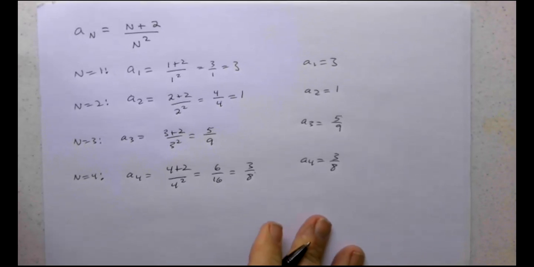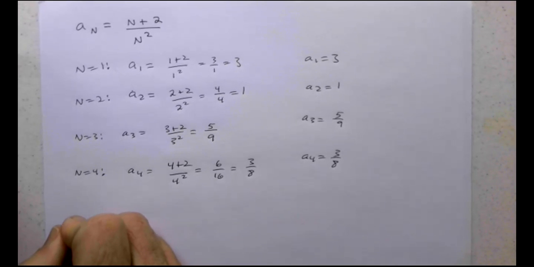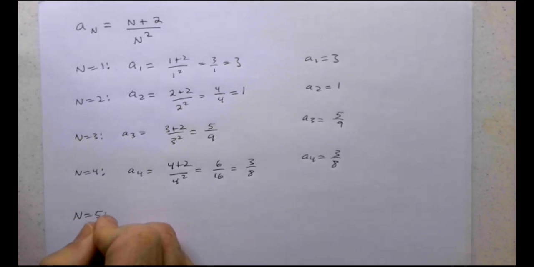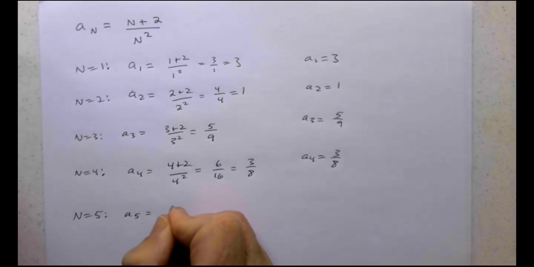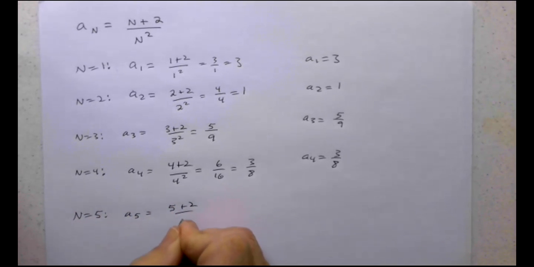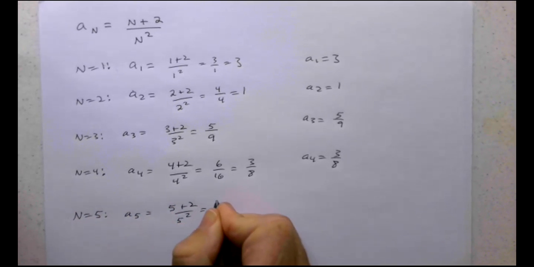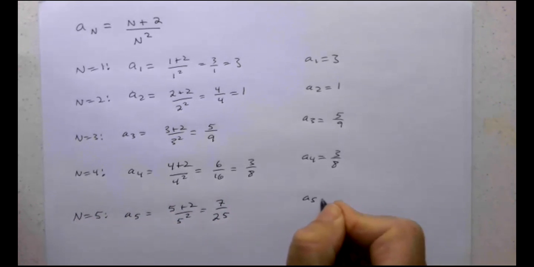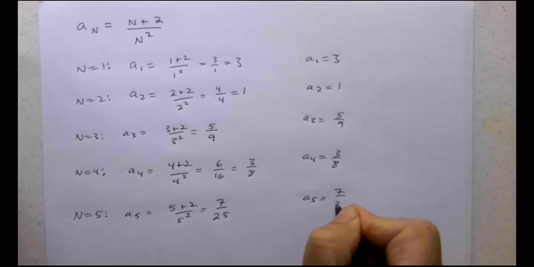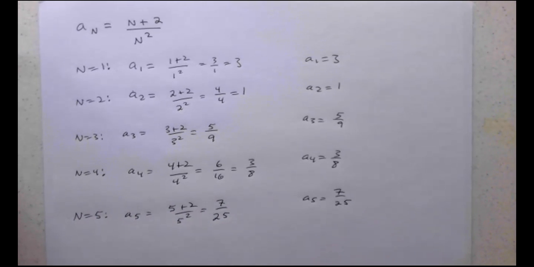And finally, let's go to n equals 5. And I have a sub 5 equals 5 plus 2 over 5 squared, which is 7 over 25. So a sub 5 is 7 over 25. Now we can check this on the calculator. Let me show you a couple ways we can do that.